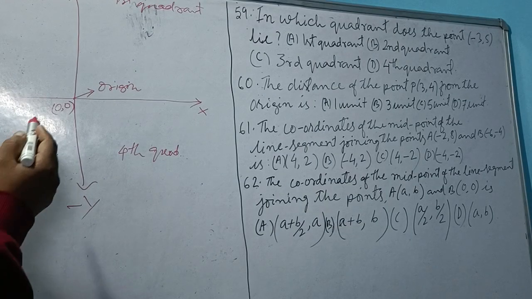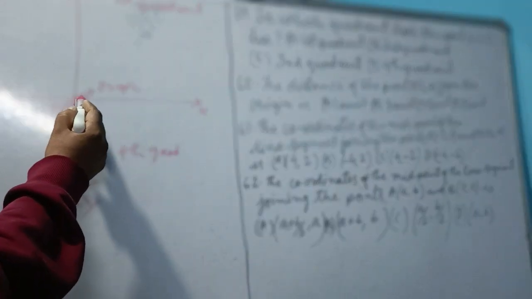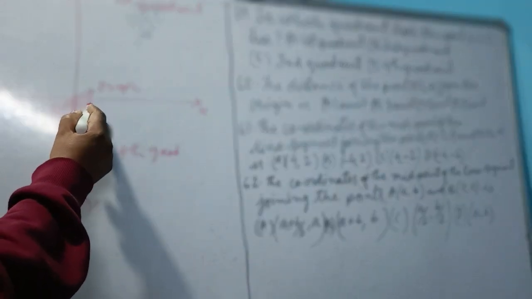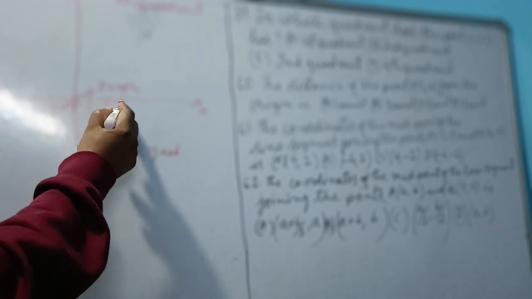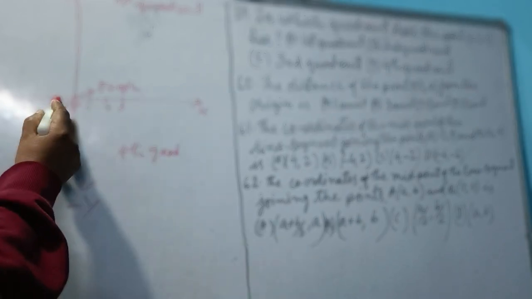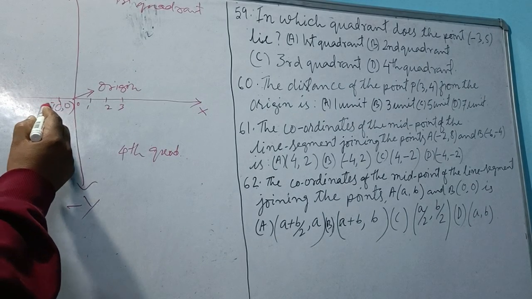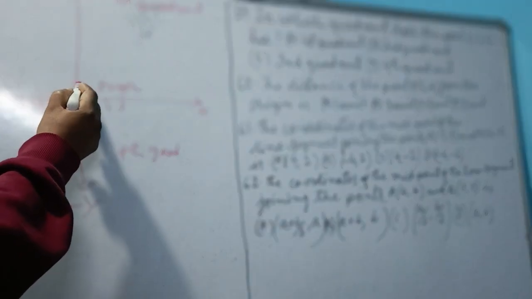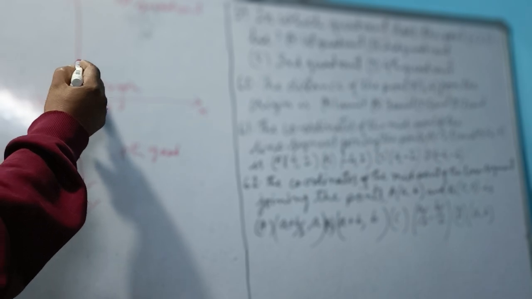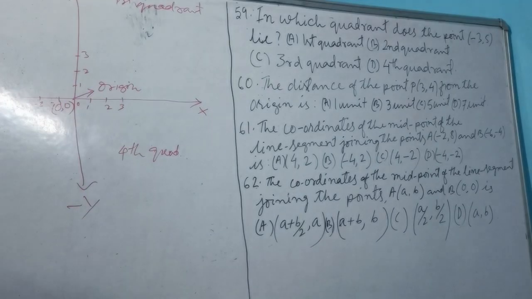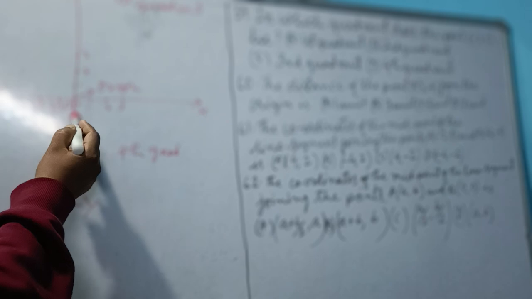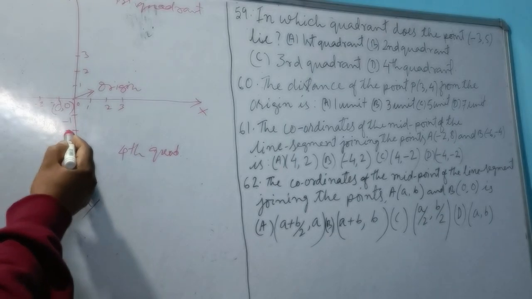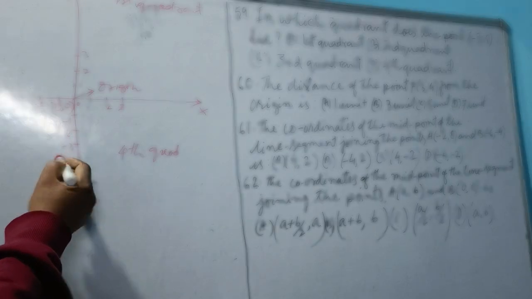Now the thing is that towards the right side we write all the positive numbers. This is 0, this is 1, 2, 3 and so on. Towards the left side of 0 we write negative numbers -1, -2 and so on. Above 0 also we write positive numbers 1, 2, 3 and so on, and below we write negative numbers -1, -2, -3 and so on.